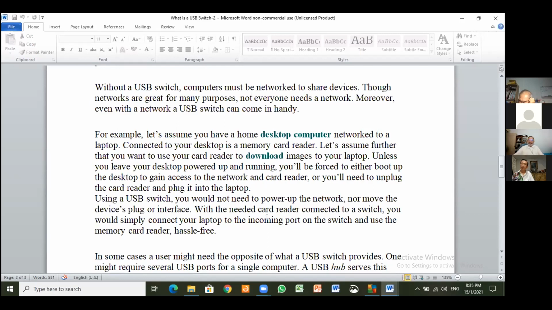You can use this one to share between two notebooks. You just download on one, then instead of unplugging, you connect to another one. You just switch over to the other notebook. You can share the image to the notebook, something like that. You need not power up the network or move anything, just switch only. That's all.